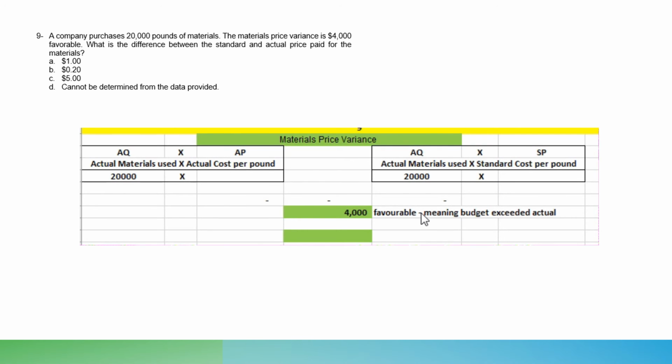Alright, for this one, we're told that there was a favorable variance for this organization for price variance of $4,000, and they purchased 20,000 pounds of materials. So we have to do a little bit of backwards math, and the fact that they have actual materials of 20,000 pounds being consumed, and that we're told that there's a $4,000 favorable variance, which means the budget exceeded the actual. The simplest way to do this is to take the $4,000 variance, divide it into the 20,000 units, so we had a standard cost per pound variance of 20 cents per unit, which is option B in this case.